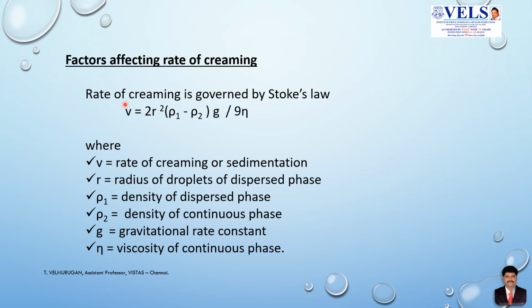Okay, so where V is equal to the rate of creaming or sedimentation, r is equal to the radius of droplets of the dispersed phase. Then rho 1 is the density of the dispersed phase, rho 2 is the density of the continuous phase, g is the gravitational constant, and eta is the viscosity of the continuous phase. Okay.